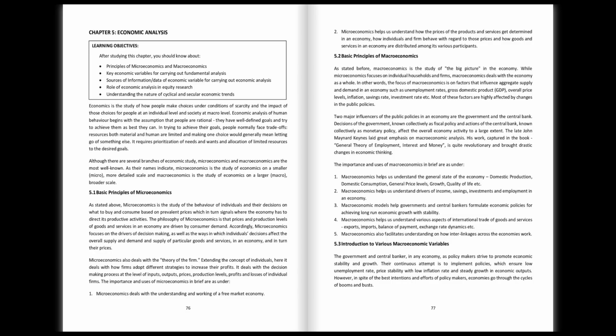Extending the concept of individuals, here it deals with how firms adopt different strategies to increase their profits. It deals with the decision-making process at the level of inputs, outputs, prices, production levels, profits, and losses of individual firms. The importance and uses of microeconomics in brief are as under. 1. Microeconomics deals with the understanding and working of a free market economy. 2. Microeconomics helps us understand how the prices of the products and services get determined in an economy, how individuals and firms behave with regard to those prices, and how goods and services in an economy are distributed among its various participants.